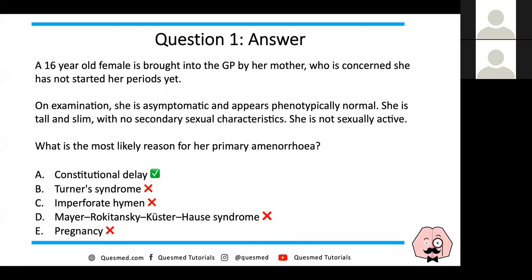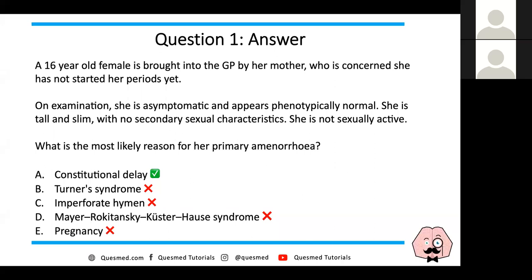Mayer-Rokitansky-Küster-Hauser syndrome, I've never seen anyone with that. That is a rare congenital condition where the patient has a blind ending or absent vagina. Now, these patients normally have normal secondary sexual characteristics, but they have primary amenorrhea because they simply don't have properly formed sexual organs. And E, pregnancy.